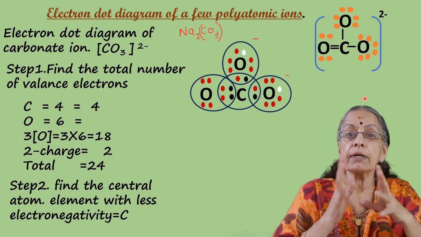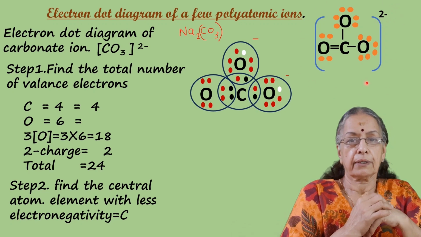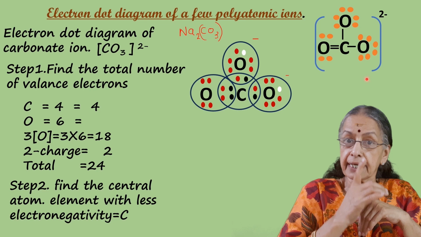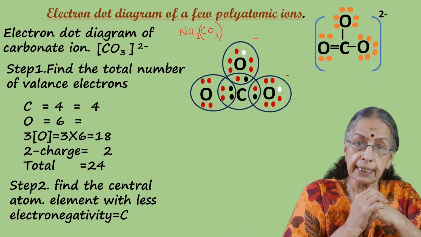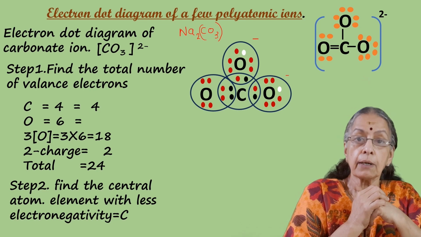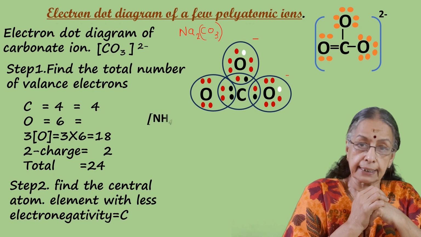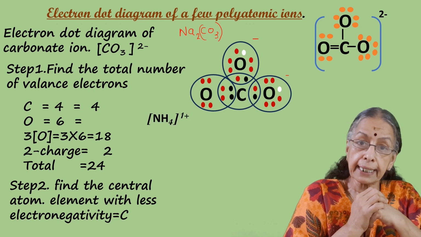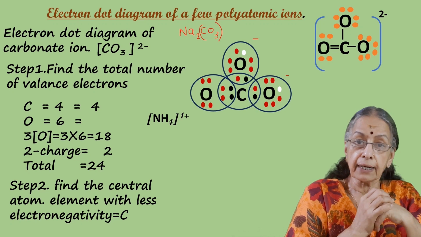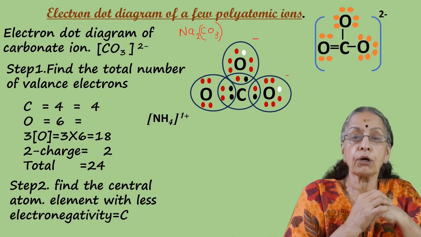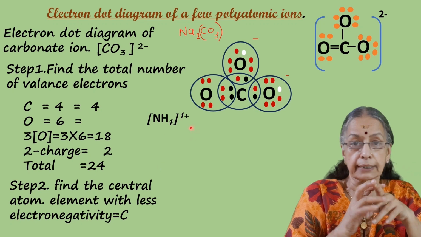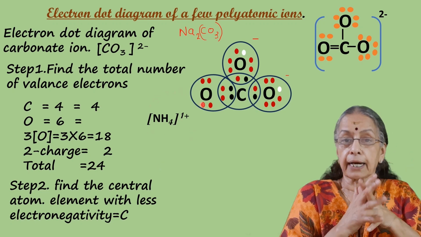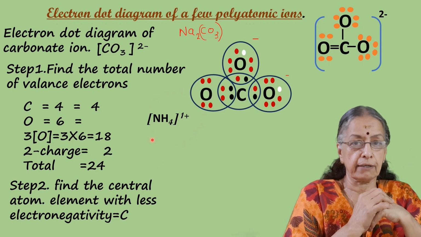This is a polyatomic anion. An anion is an ion with negative charge. Now let us see one positive polyatomic ion, that is a polyatomic cation, the ammonium ion. Ammonia is NH3. It is a molecule. It has no charge. Here it is an ion. It has 1 positive charge.